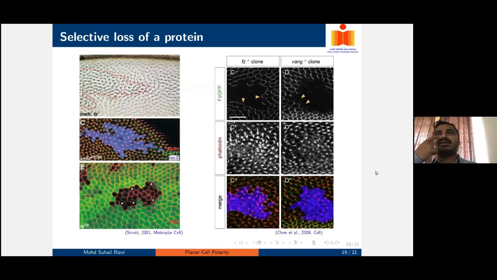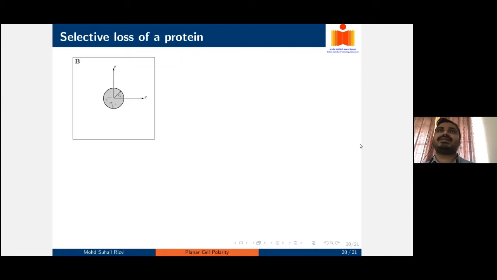Now, there are some experiments in the study of such systems where the protein is removed not from the whole of the tissue but from a selected region of the cells, just to see how the removal of protein from a region of the tissue affects the neighboring tissue, which is otherwise normal. Many experimental studies have shown that such removal from a select region actually affects the neighboring tissue as well.